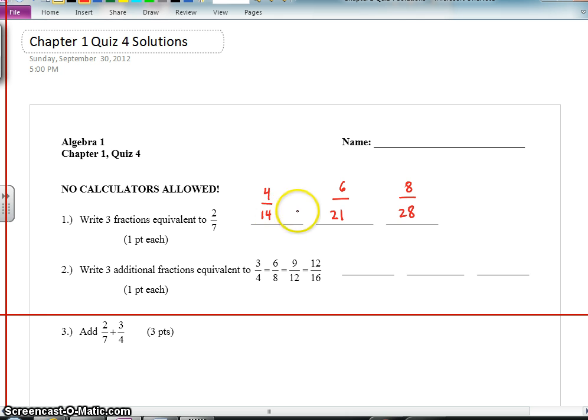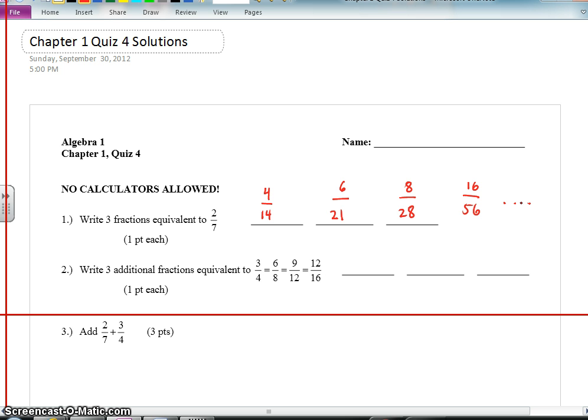Some of you took 4/14 and doubled it to 8/28, and then you doubled that to 16/56. There are so many fractions that are equivalent to 2/7. We say there's an infinite number of fractions equivalent to 2/7. Any 3 that you put would work.